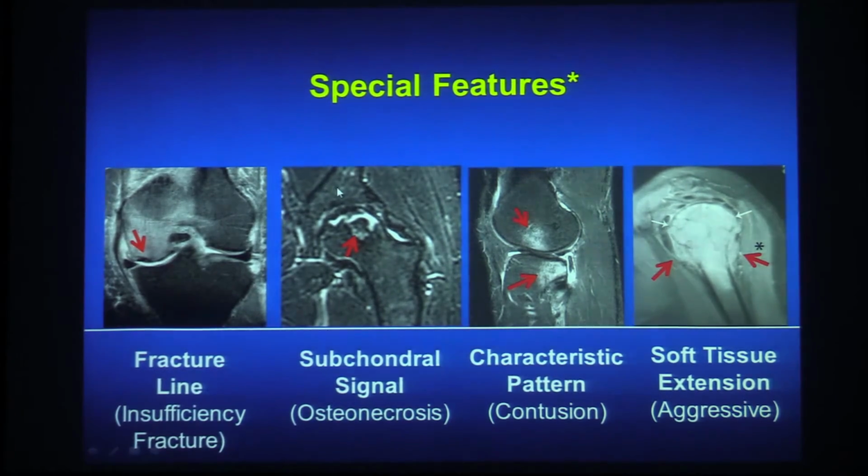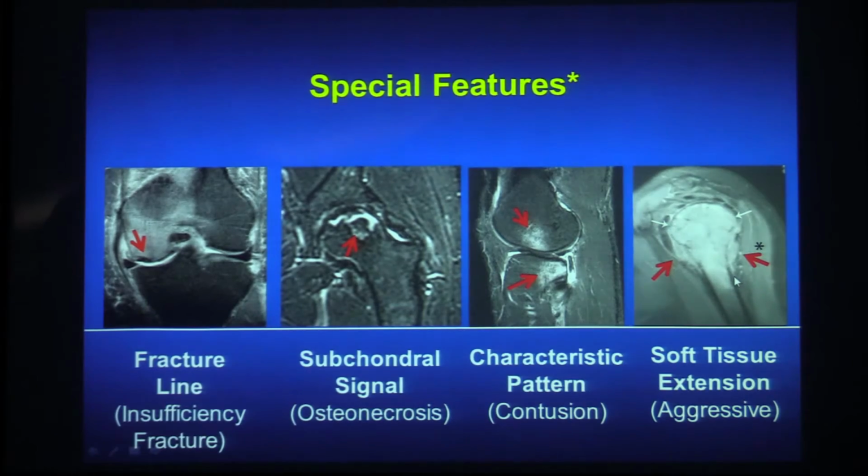In this fluid-sensitive image of the hip, we see serpiginous kind of high T2 signal, and that's our tip-off that we're looking at osteonecrosis. In this sagittal T2 weighted image with fat saturation, we see marrow edema in the lateral femoral condyle and posterolateral tibia. And the marrow edema itself is not that specific, but the pattern taken together is very typical of a pivot shift injury, and these are bone contusions.